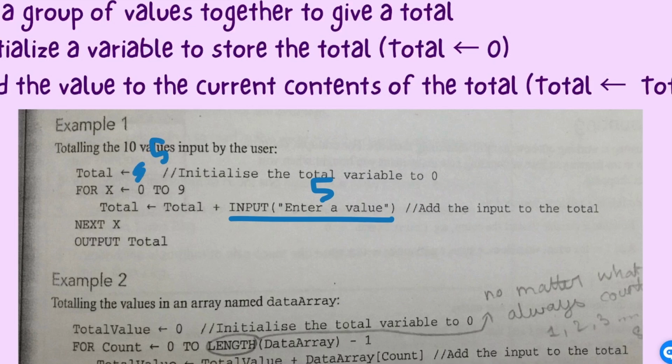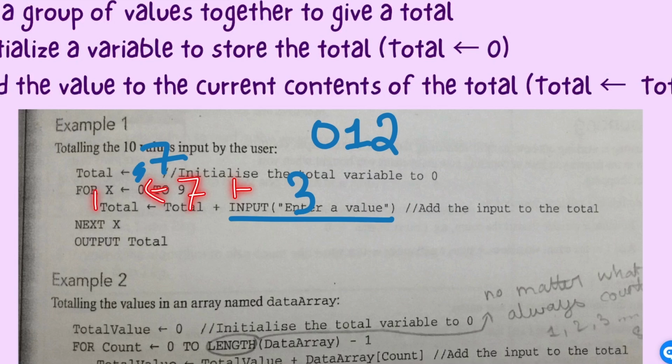And then next x. So 0 was done. Now we're in loop 1. In loop 1, let's say the user entered a value of 2. Okay, so 5, which was our total, plus 2. And our new total is 7. And then in loop 2, let's say the user entered a value of 3. So now 7 plus 3, our new total is 10.